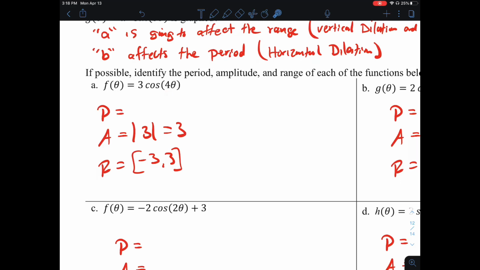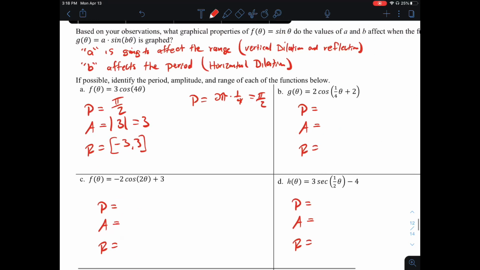This 4 shrinks the graph horizontally. It's a horizontal dilation by 1/4. So instead of the period being 2 pi, the period is going to be 2 pi times 1/4, which is pi over 2. That is a short graph horizontally.